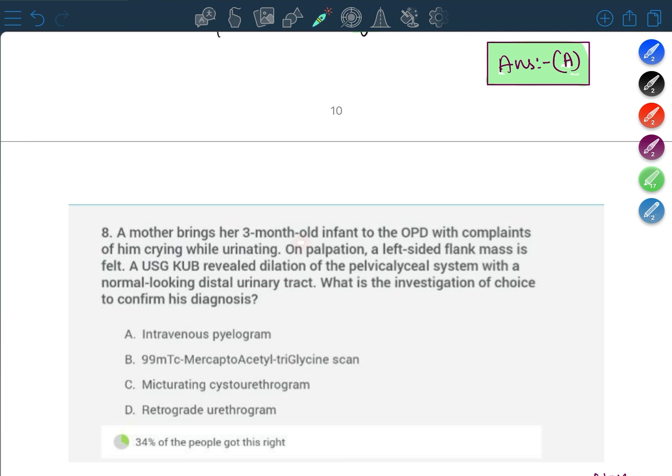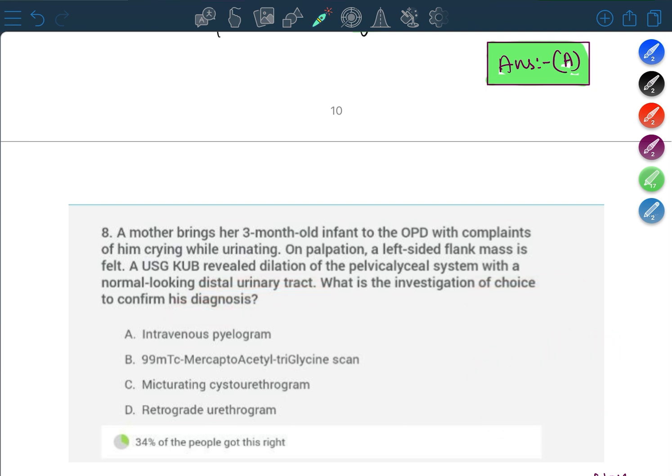A mother brings an infant to OPD with complaints of him crying while urinating. On palpation, a left-sided flank mass is felt. A USG of KUB, meaning kidney ureter bladder, revealed dilation of the pelvicalyceal system with a normal looking distal urinary tract. Means the distal portion is normal. This is not inflamed or constricted. What is the investigation of choice to confirm his diagnosis?